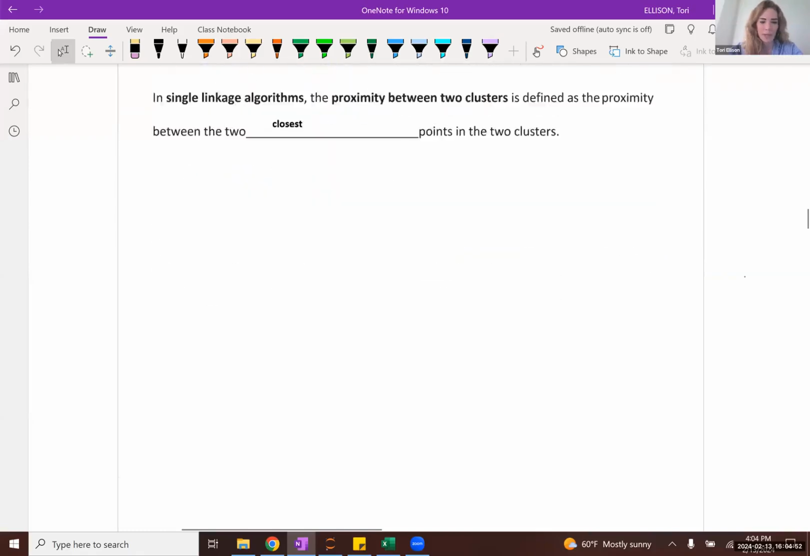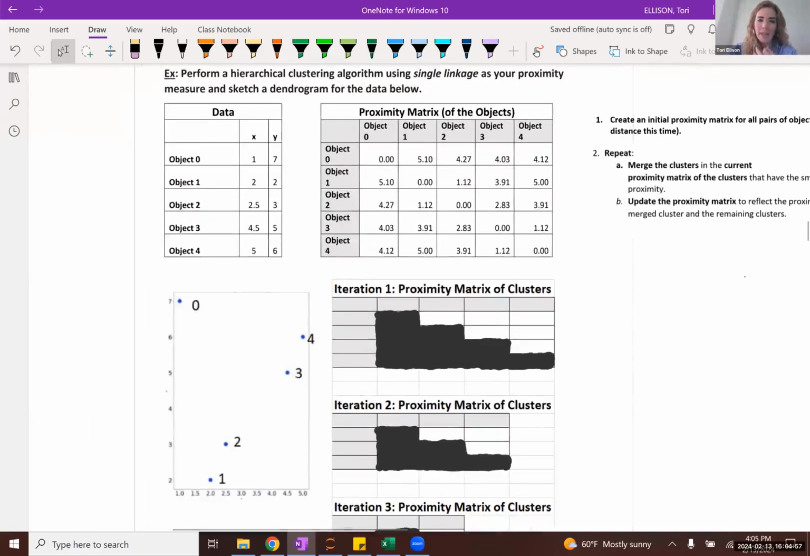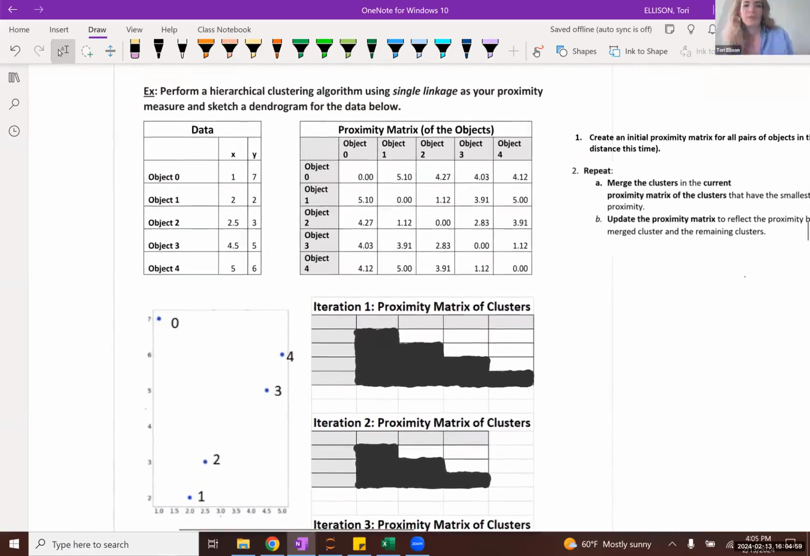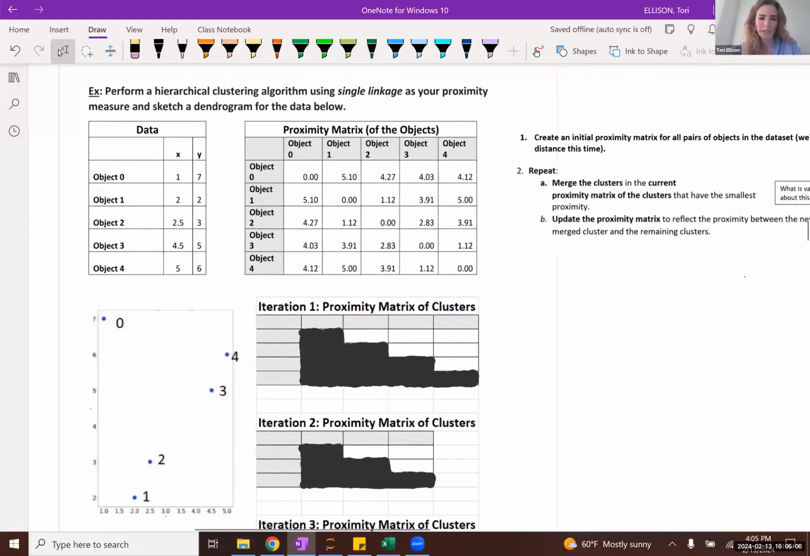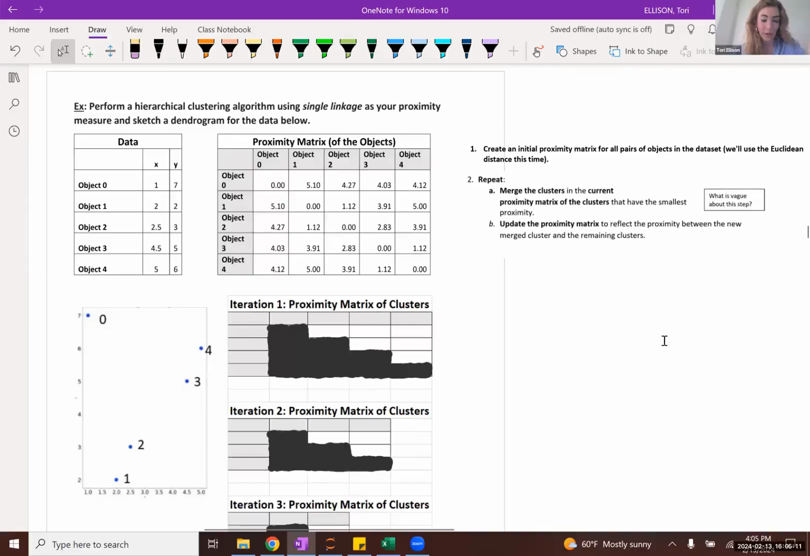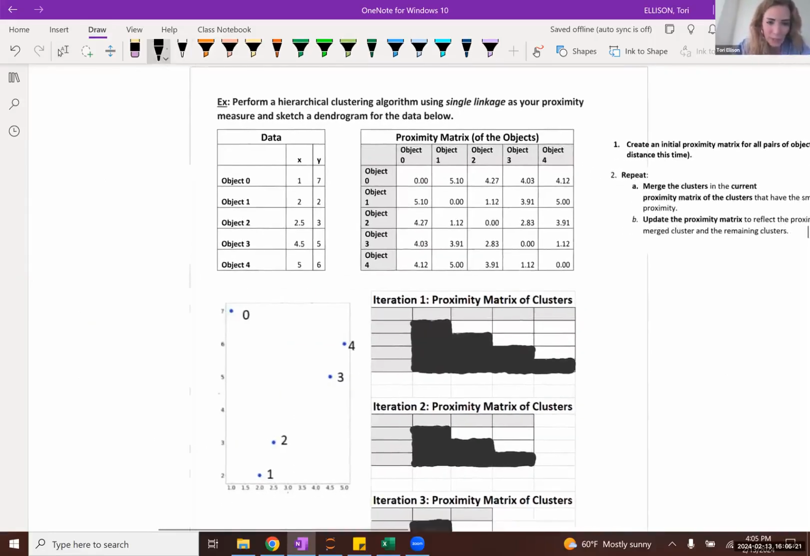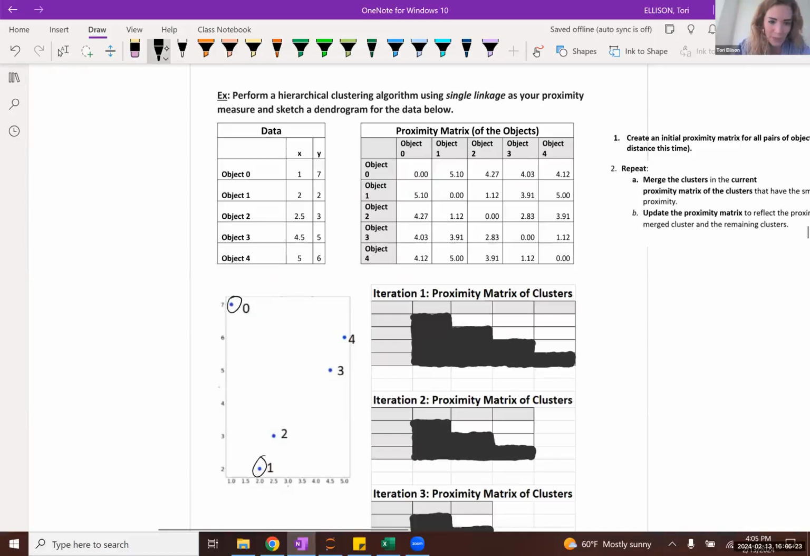Okay, so let's actually cluster a small data set using a hierarchical agglomerative clustering algorithm, specifically with single linkage as the way to measure the distance between two clusters here. So basically we'll start off as we do any hierarchical agglomerative clustering algorithm by creating our proximity matrix of each of the clusters, i.e. each of the observations in singleton clusters.